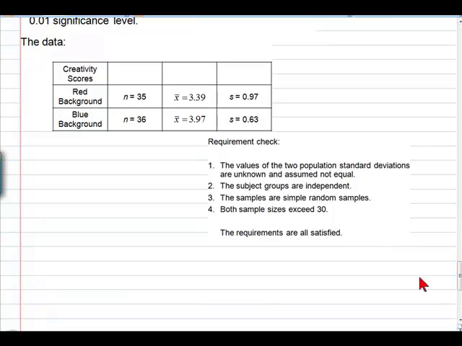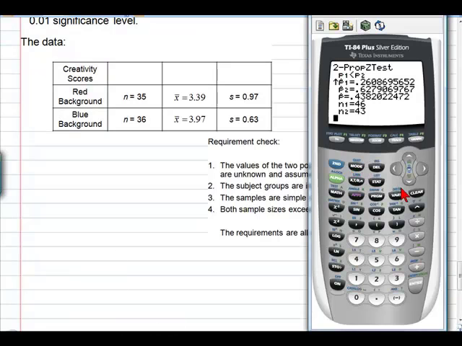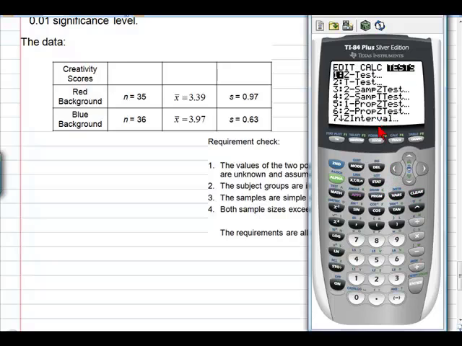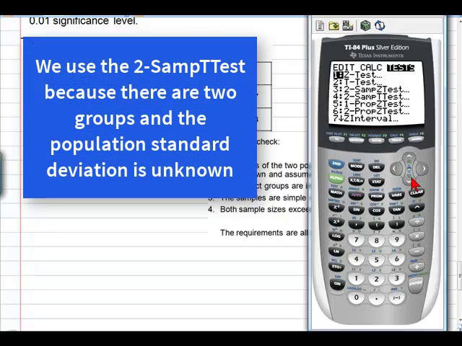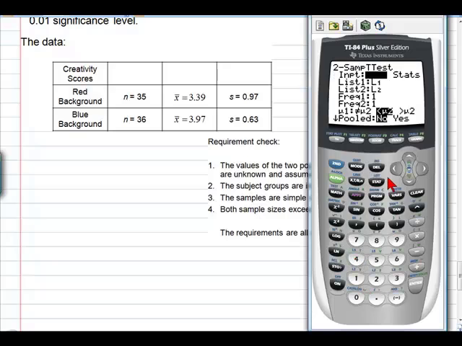So what we need to do now is go to our calculator and perform the test. So let's clear this out. We're going to hit stat, test, and because it's a test about a mean, it's a 2-sample t-test. Because we don't know anything about our standard deviations, we're using a t-distribution. So this will be number 4. We don't have the lists of data, we do have our summary statistics.